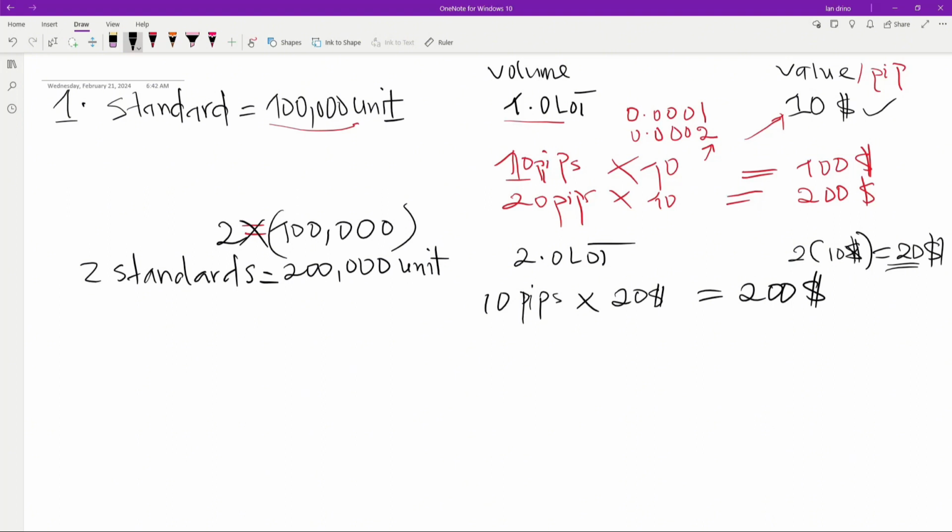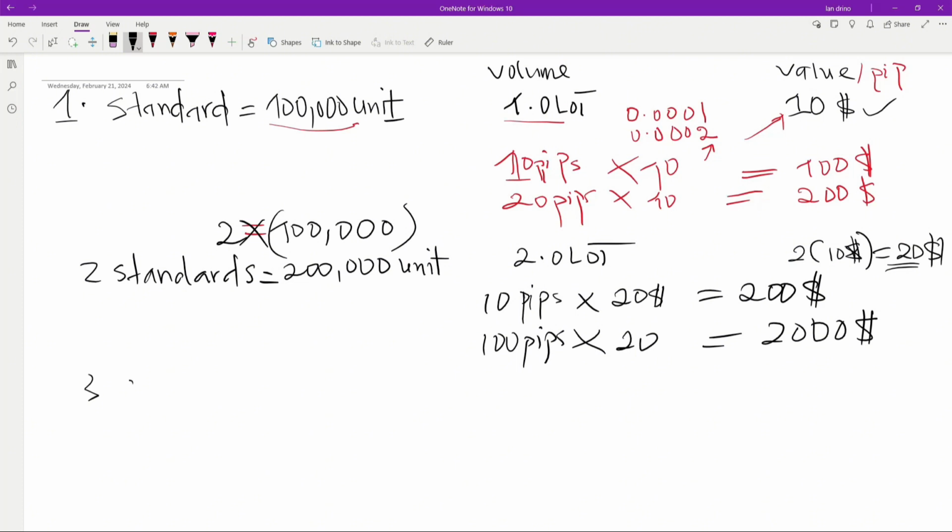What if the market moves by 100 pips? Let's say you made 100 pips with 2 standard lots. How much are you going to be making? 100 times 20. How much will you be making? $2,000, just like that. So standard lots are so powerful. You can go ahead and play with this, okay?